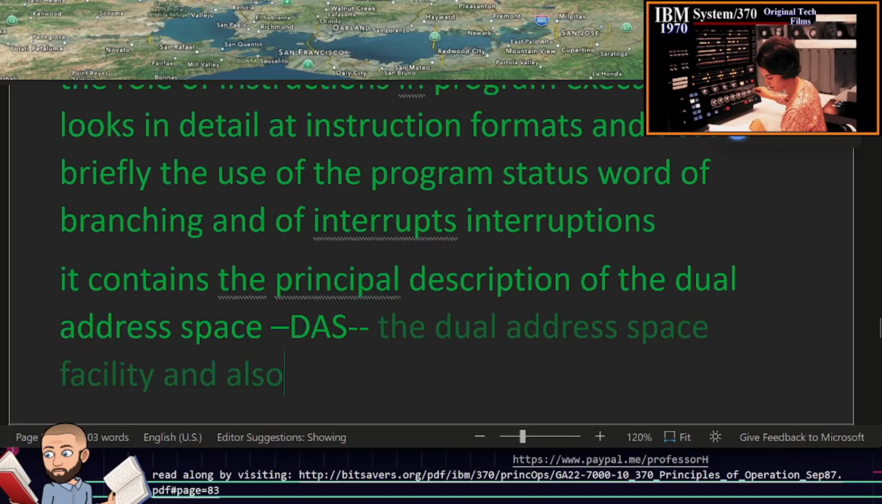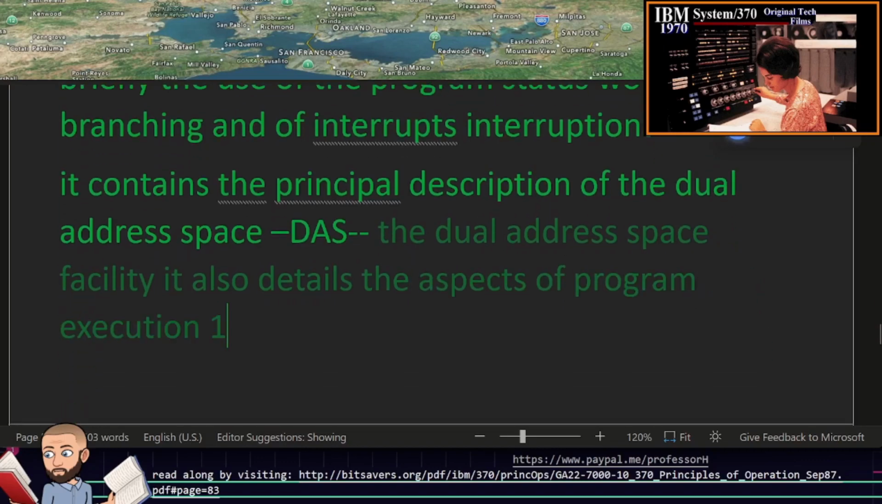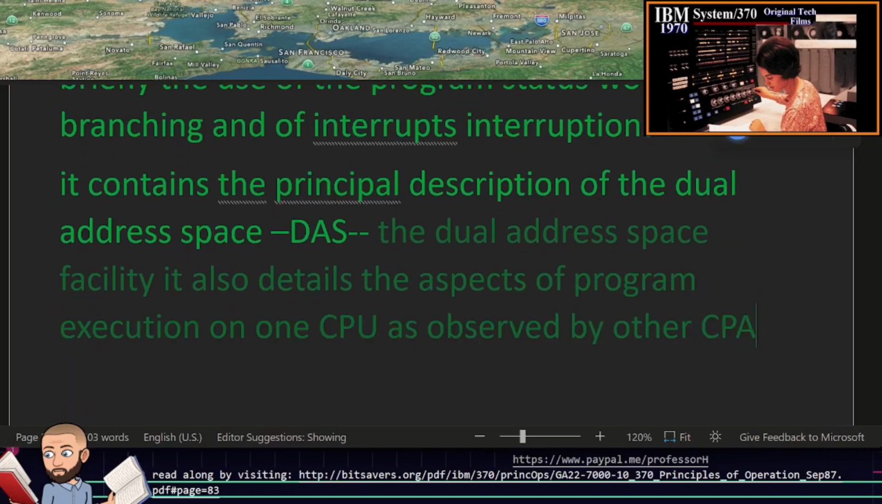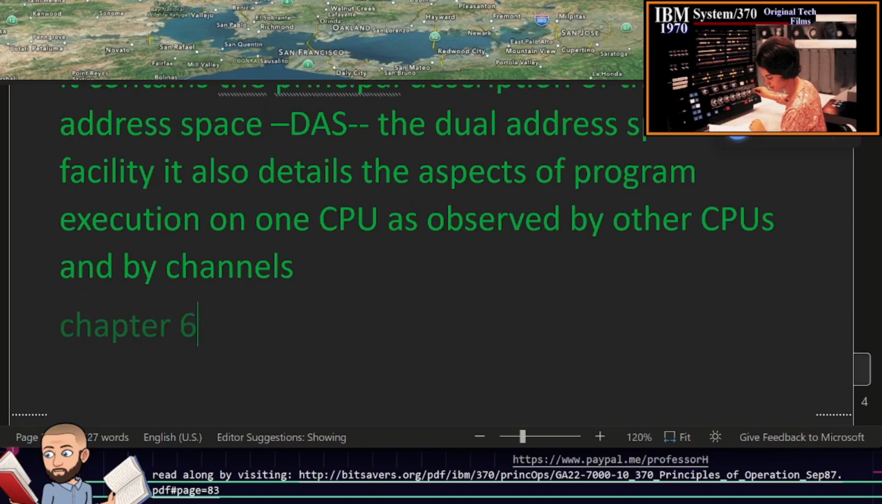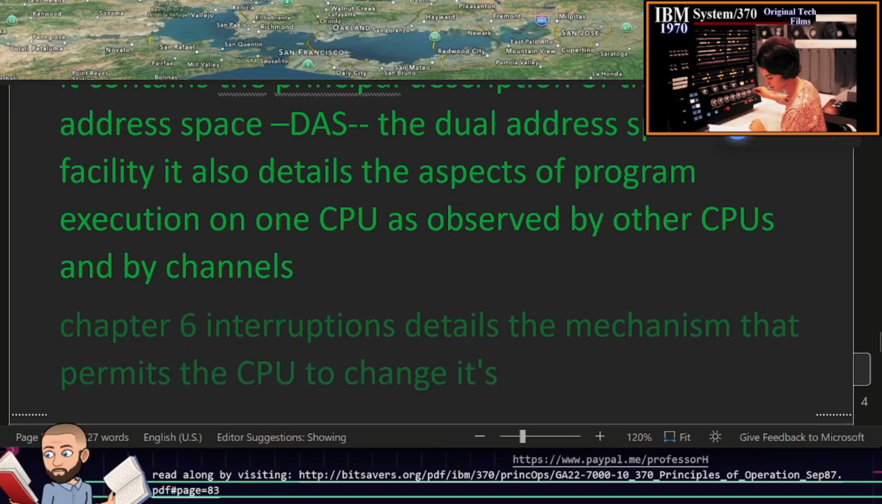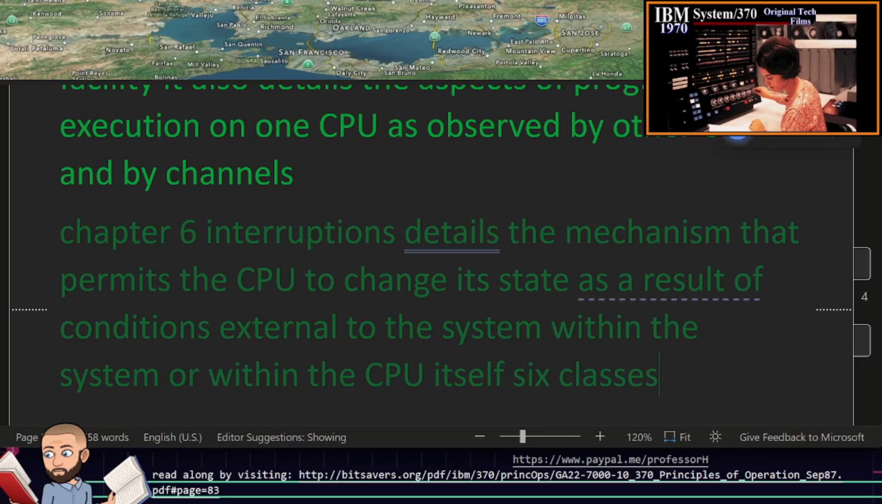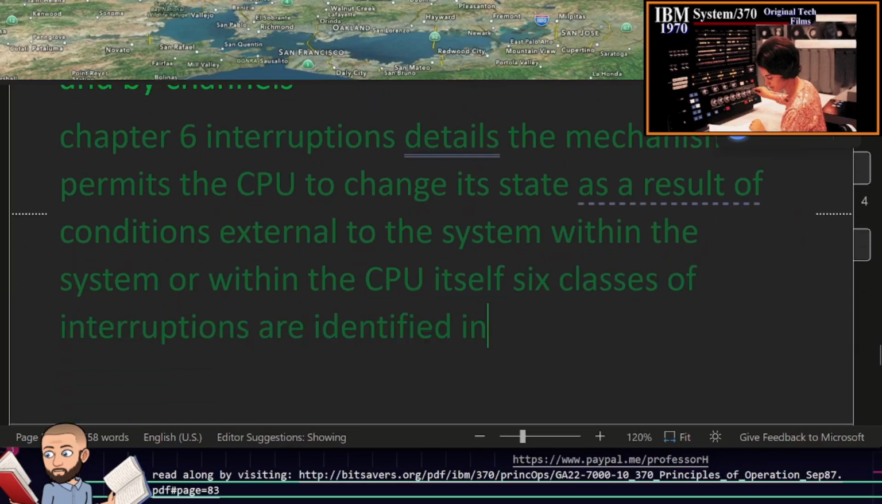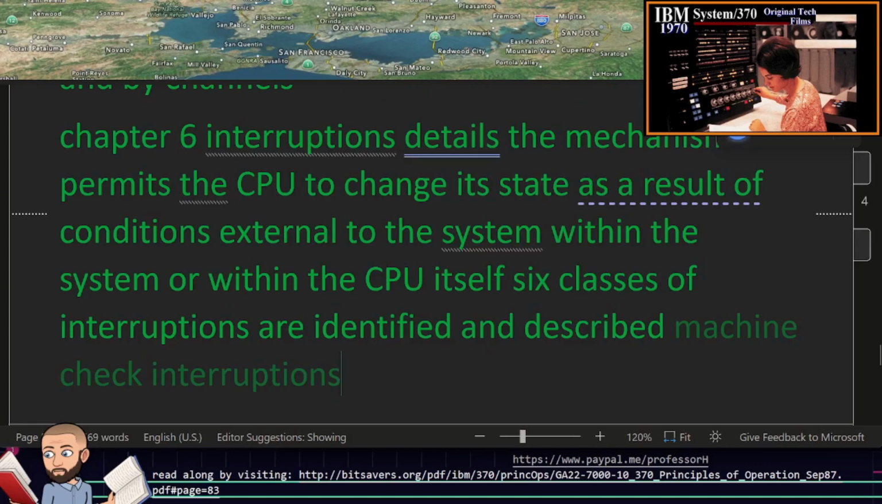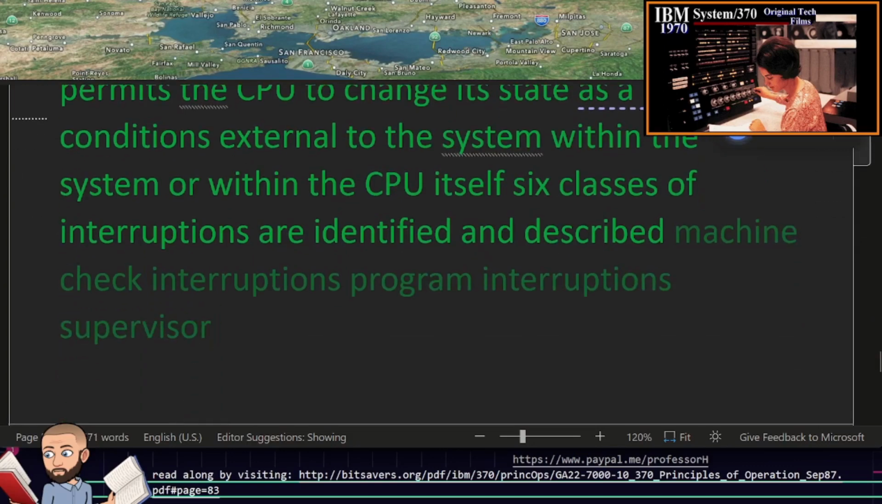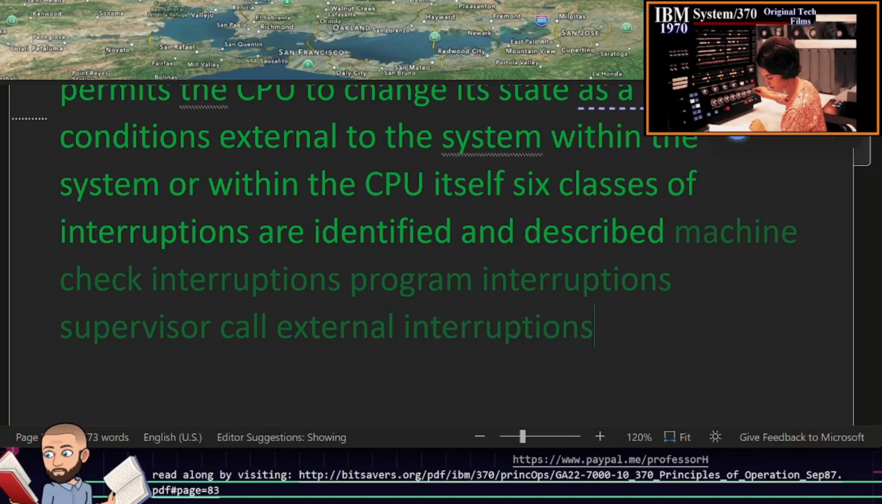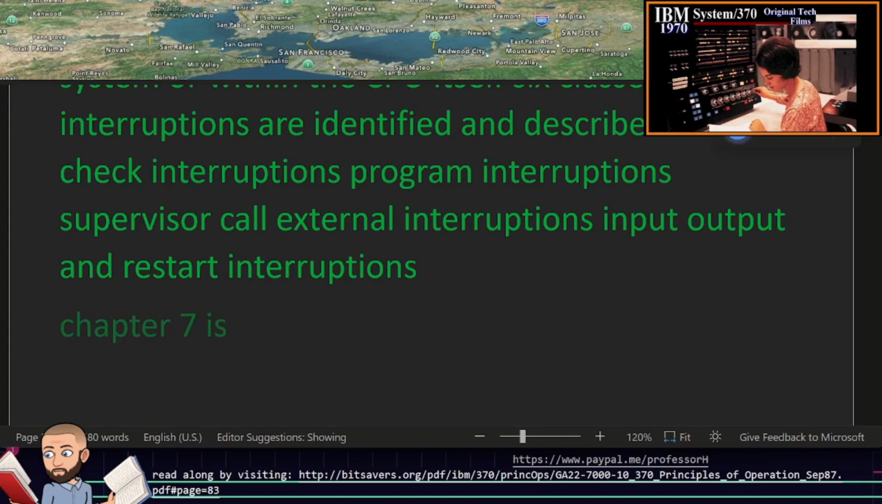It also details the aspects of program execution on one CPU as observed by other CPUs and by channels. Chapter 6, Interruptions, details the mechanism that permits the CPU to change its state as a result of conditions external to the system, within the system, or within the CPU itself. Six classes of interruptions are identified and described: machine check interruptions, program interruptions, supervisor call, external interruptions, input-output, and restart interruptions.